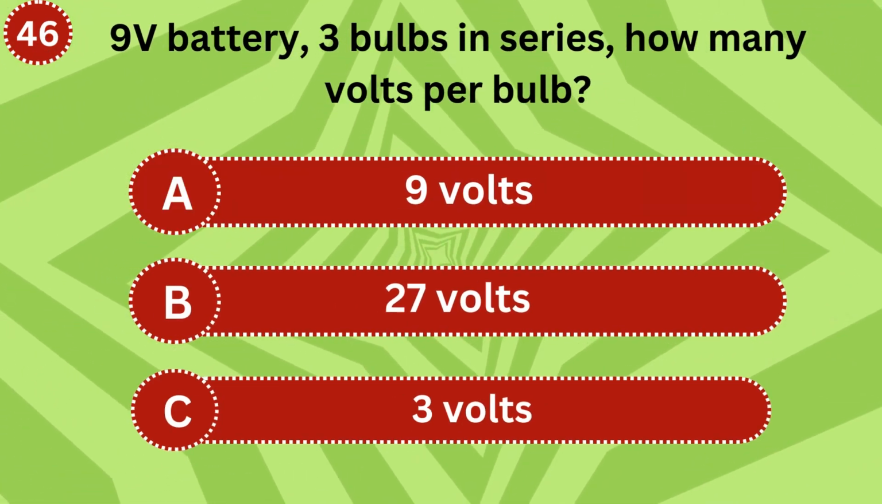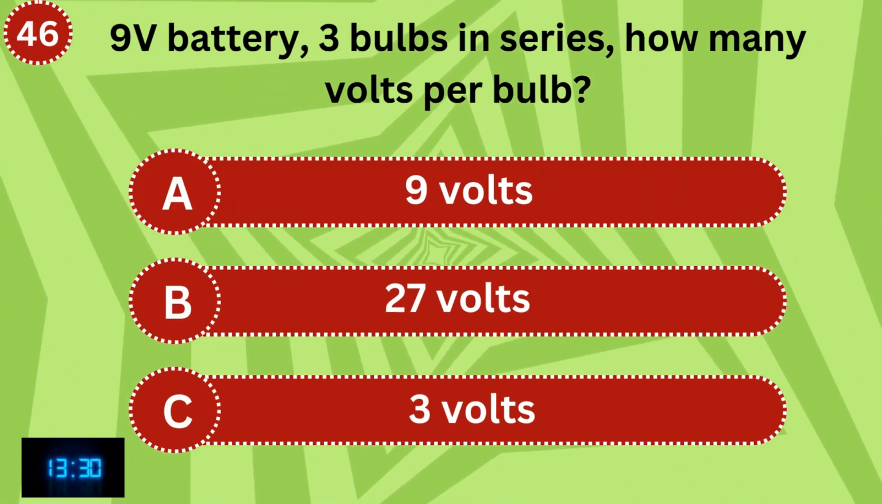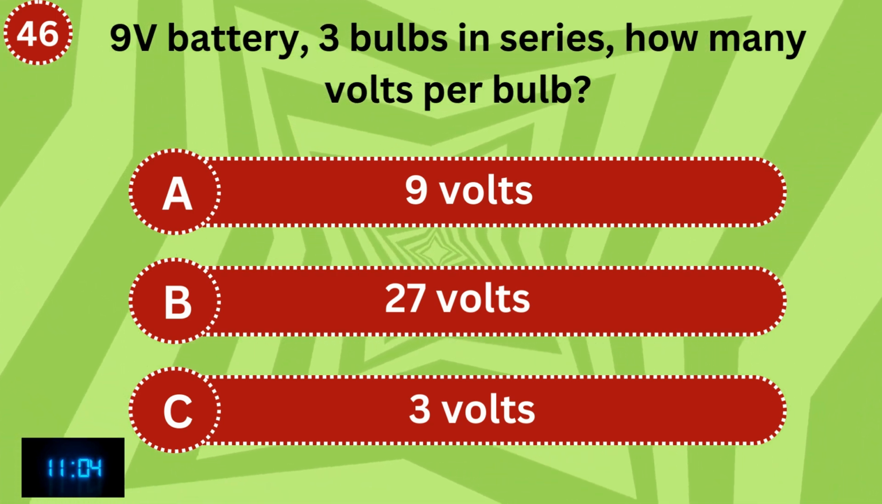9V battery, 3 bulbs in series. How many volts per bulb? 9 volts, 27 volts, 3 volts.